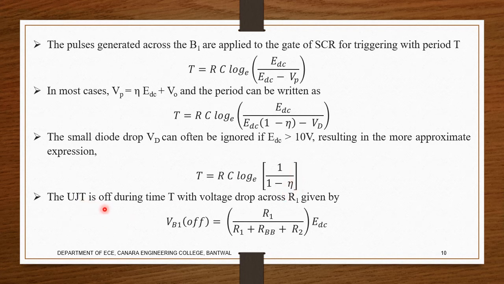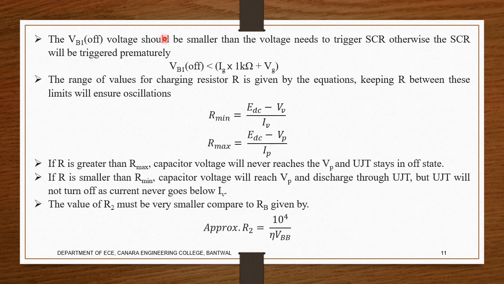If the UJT is off during the time T, the voltage drop across R1 is given by VB1 = R1 divided by (R1 + RBB + R2) times EDC. This VB1 voltage should be smaller than the voltage needed to trigger the SCR. Otherwise the SCR will be triggered prematurely.